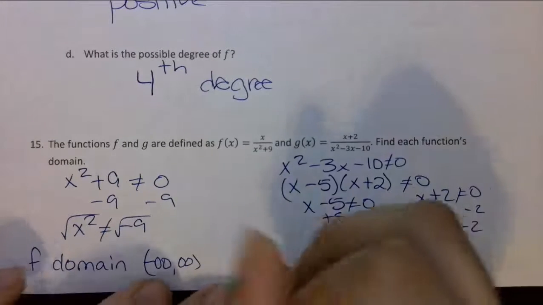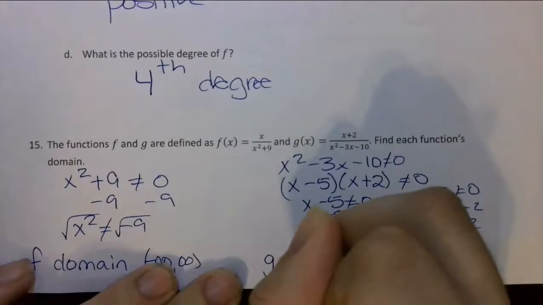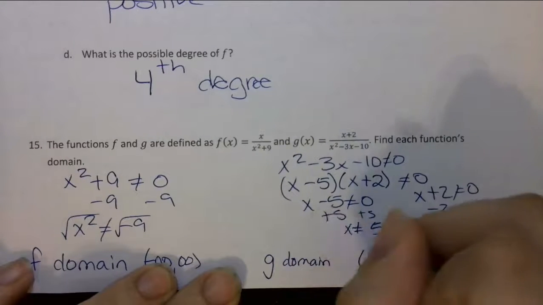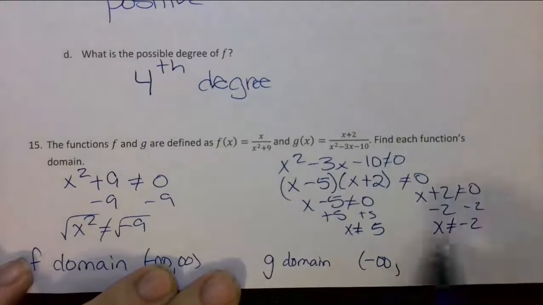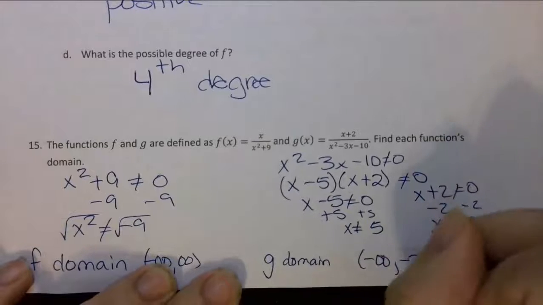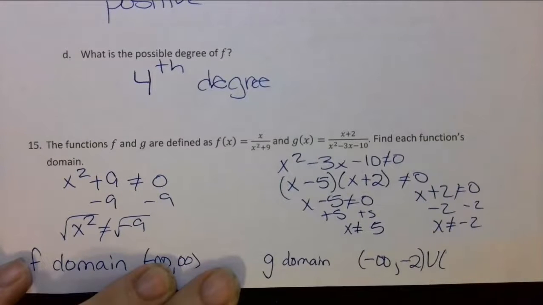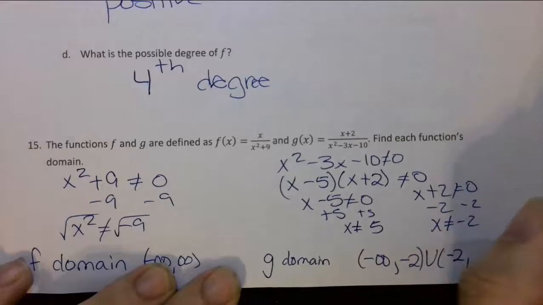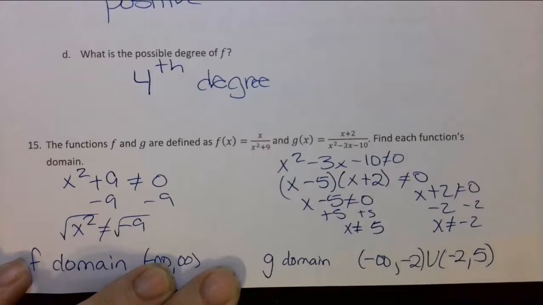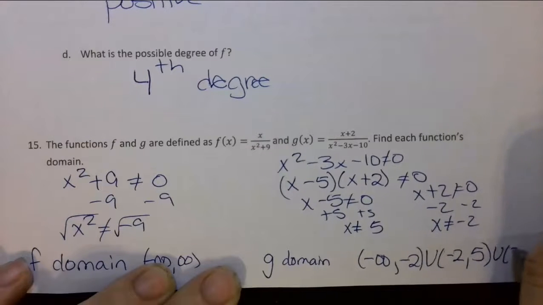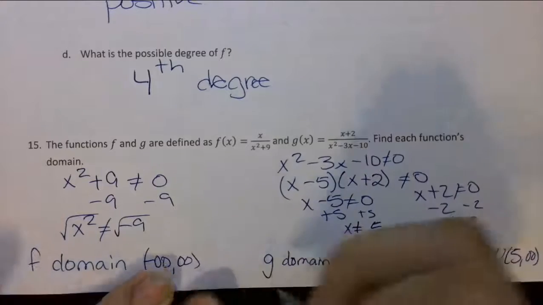So what I'm going to do for my g domain is write that it can start from -infinity. The lower of these two numbers is -2. It can't be -2, so I skip that. I'm going to union this with -2 through 5, because it has to stop again at 5, and then it goes to 5 through infinity for the rest.